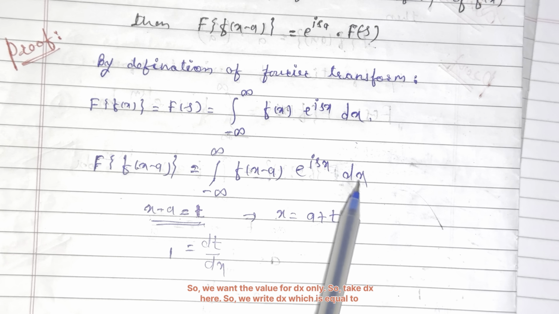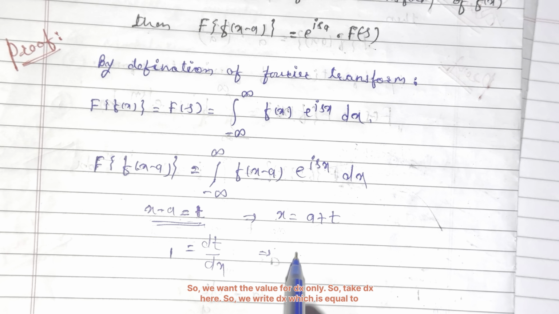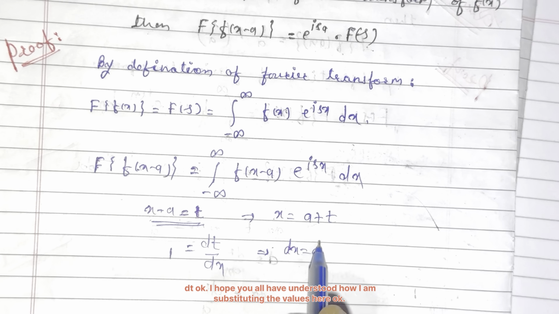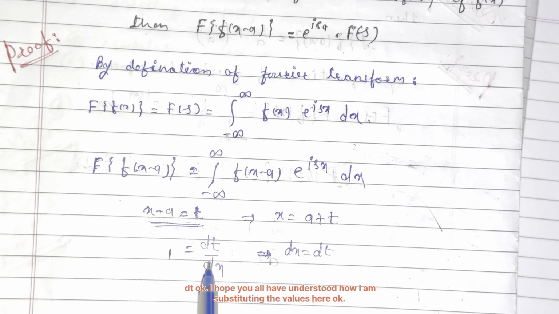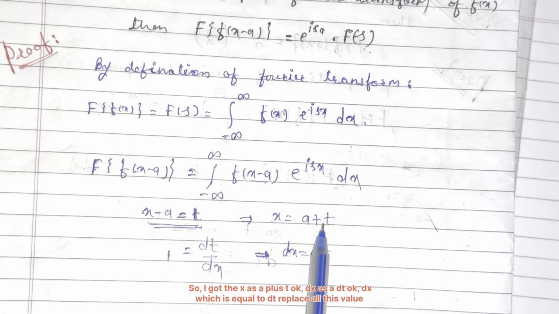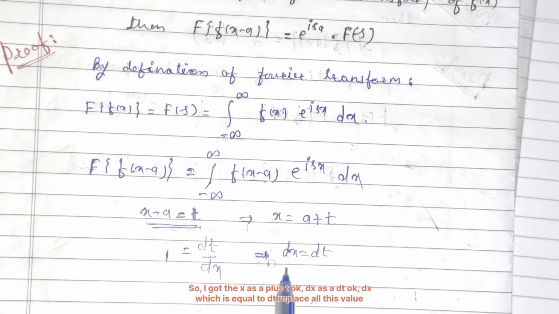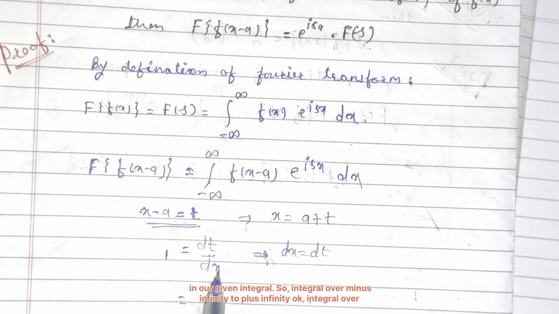So we want the value for dx only, so take dx here. We write dx, which is equal to dt. I hope you all have understood how I am substituting the values here. So I got x as a plus t, dx as dt, which is equal to dt. Replace all these values in our given integral.